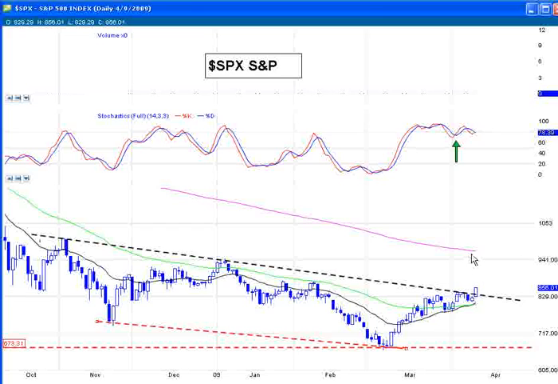Stochastics look okay. We have the overhead 200-period moving average. This one has some good momentum, but again, watch for a little consolidation or a pullback here to that 20-period moving average eventually, and that would be your next entry. So, hope you enjoyed the channel trade.